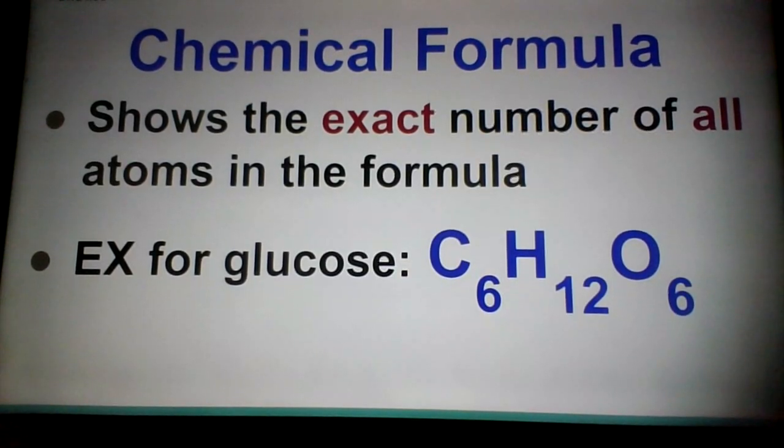And notice the subscript, the number, always goes to the bottom right of the element atom that the number represents. So again, for glucose, 6 carbons, 12 hydrogens, and 6 oxygens. C6H12O6 for glucose. Ready?